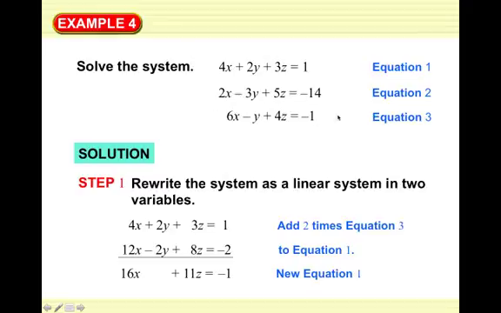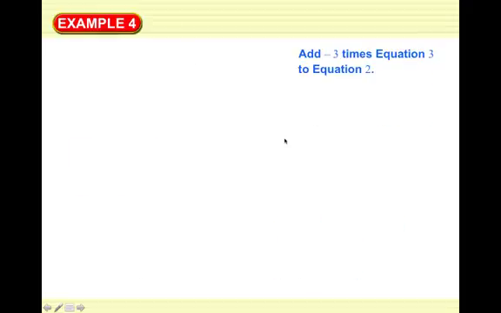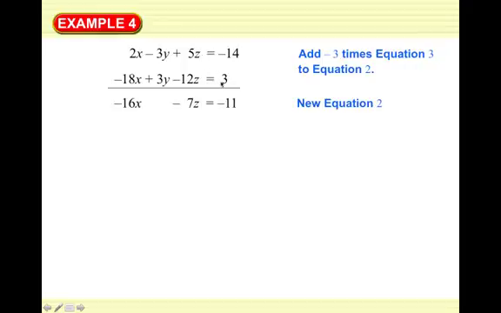And now I'm going to multiply equation 3 times negative 3. So that's going to give me negative 18x plus 3y minus 12z equals 3. So I'm going to add, so that's going to give me negative 16x, the y's cancel out. 5z minus 12z is negative 7z equals negative 11, and that's my new equation 2, or like I like to call it 2 star. So I would label that 2 star with a little circle around it.